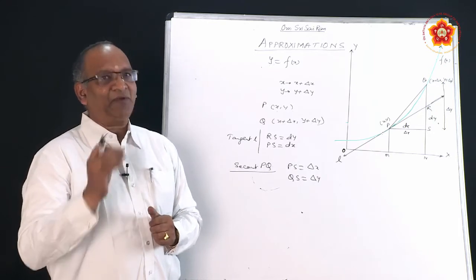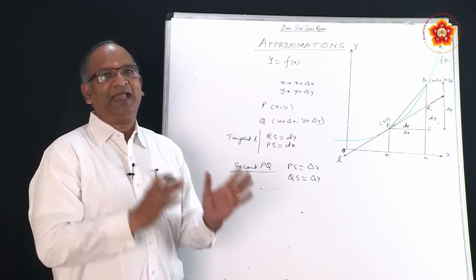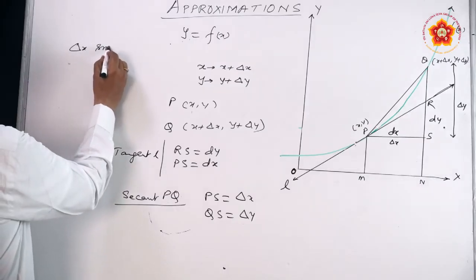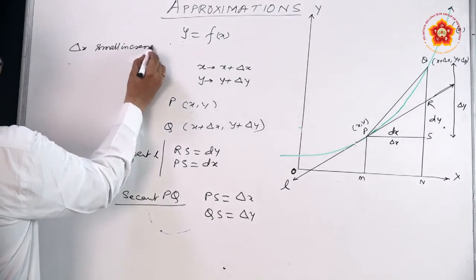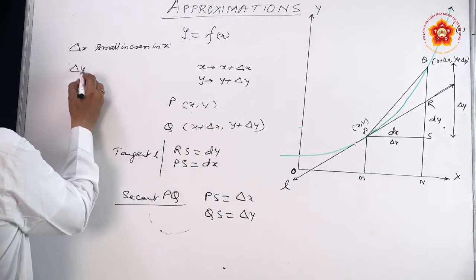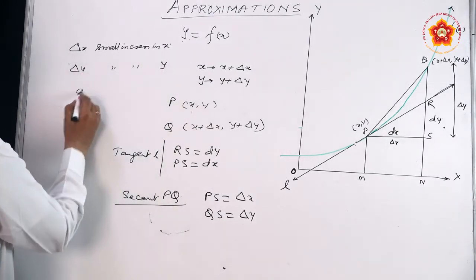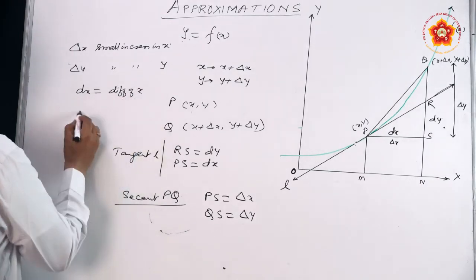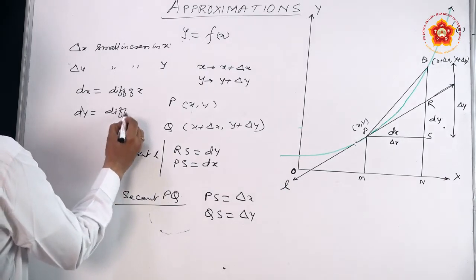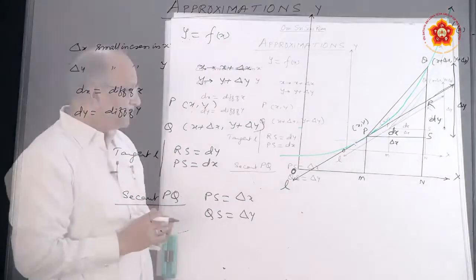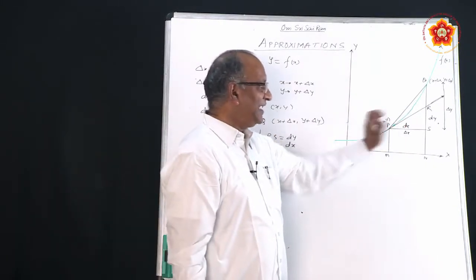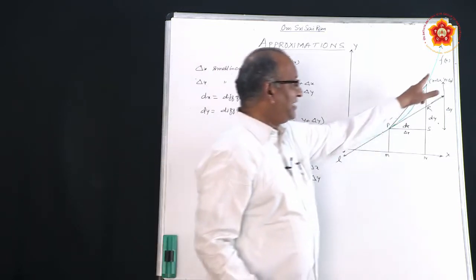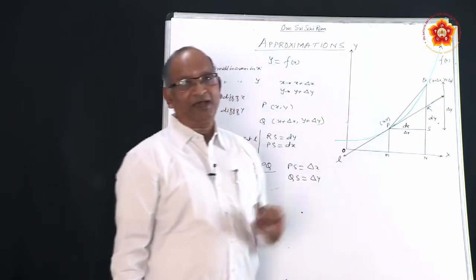Delta x and delta y are small increments in x and y. Write it down for your understanding. Delta x is a small increment in x, whereas delta y is a small increment in y. What is dx? It is the differential of x. And what is dy? It is the differential of y. So what do we find? We find that differential x is equal to delta x, but differential y is not equal to delta y.